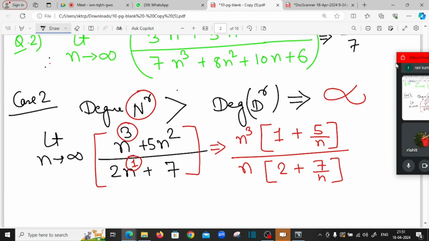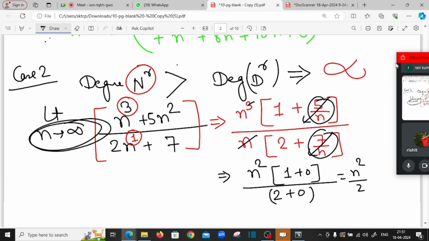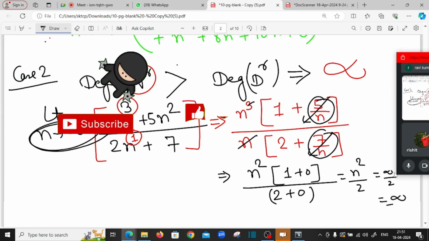Now what will happen, this n will cancel out, and in the numerator you will get n square remaining, and this goes to 0, this goes to 0 because something upon infinity is 0. So you will get 1 plus 0, and in the denominator you will get 2 plus 0. So it will be n square upon 2. What's the value of n? n is infinity. So infinity square upon 2 is what? Infinity. Are you getting my point?